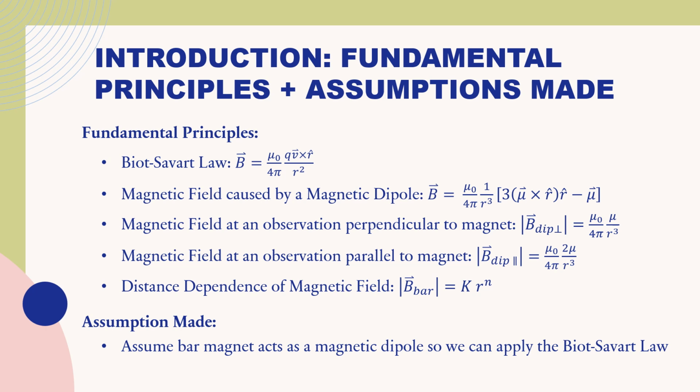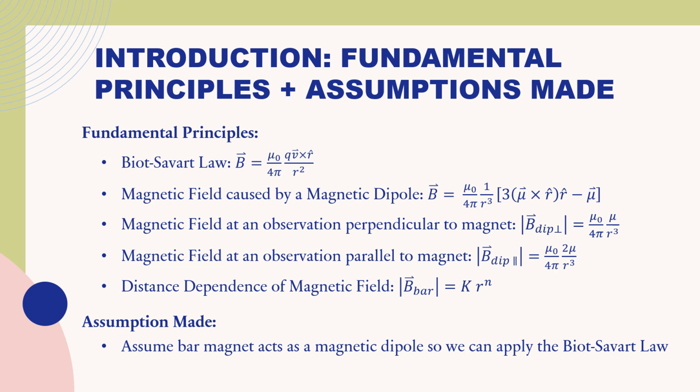The Biot-Savart law is an equation describing the magnetic field generated by a constant electric current. This equation can be manipulated to calculate the magnetic field caused by a magnet's magnetic dipole moment, as seen on the screen. There are also specific equations used to solve for the magnetic field at perpendicular and parallel observation locations, as listed on the screen.